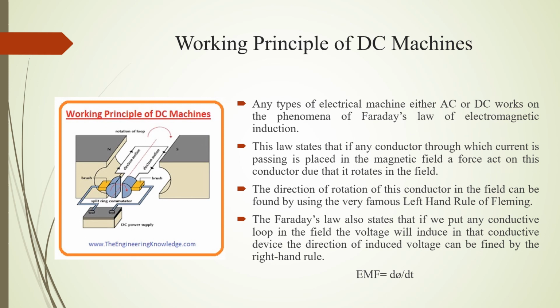The direction of rotation of this conductor in the field can be found by using the very famous left-hand rule of Fleming. Faraday's law also states that if we put any conductive loop in the field, a voltage will be induced in that conductive device. The direction of induced voltage can be found by the right-hand rule. So the EMF induced across the winding is equal to the rate of change of flux.